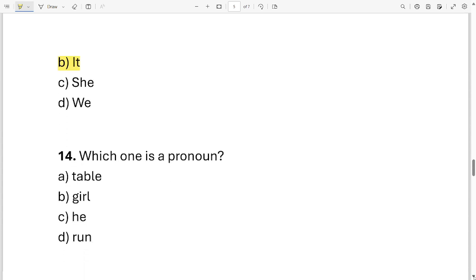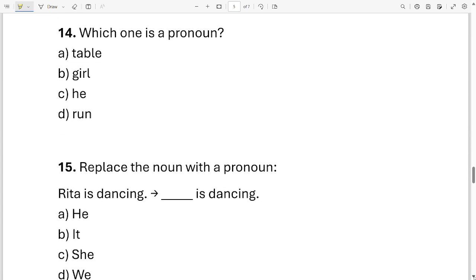Next question, question number 14. Which one is a pronoun? Here you have been given four words. You have to identify the pronoun. Your options are table, girl, he, run. These are the four options. Identify the pronoun in these four options. It is option C. He is a pronoun.